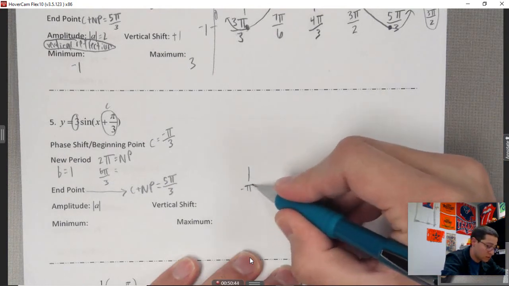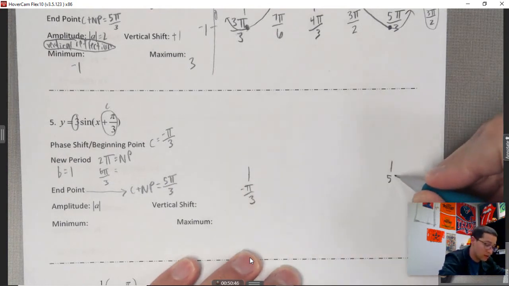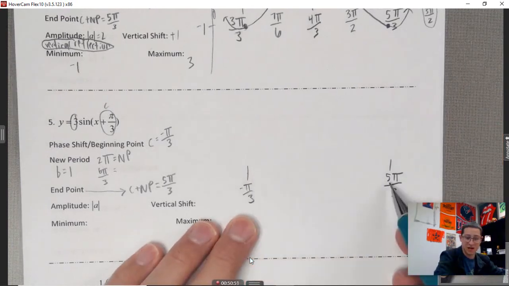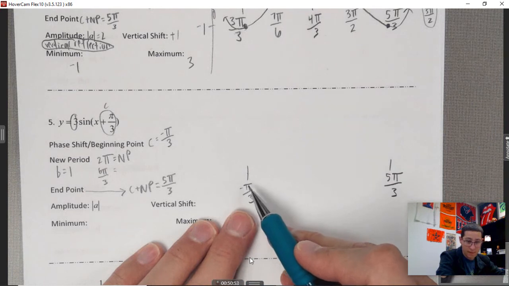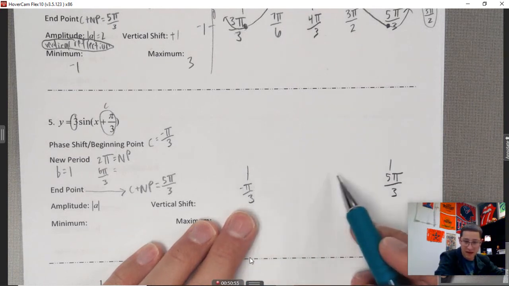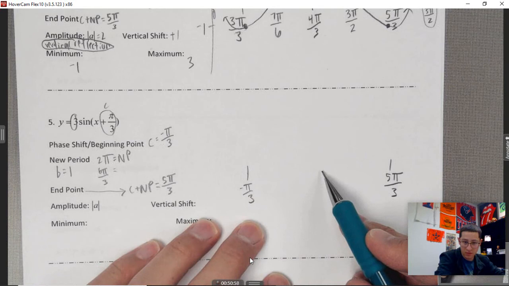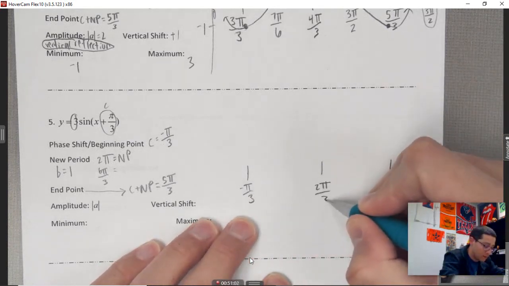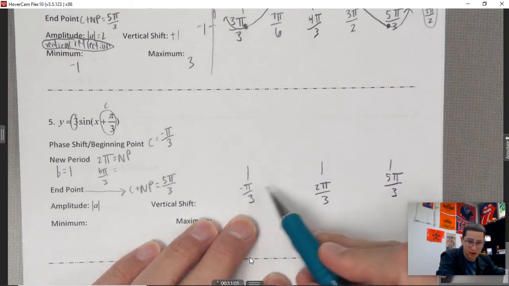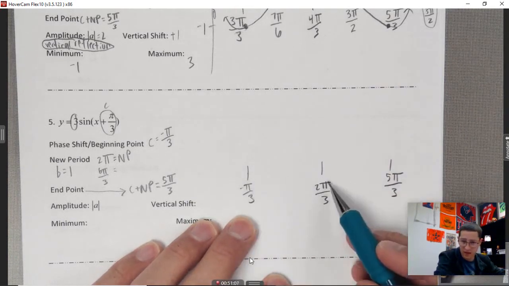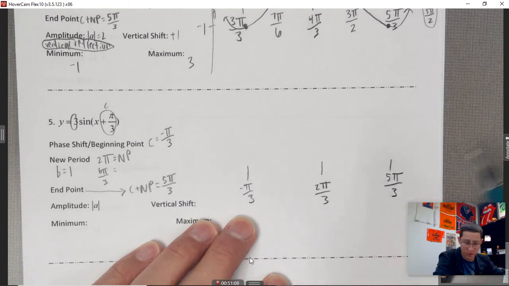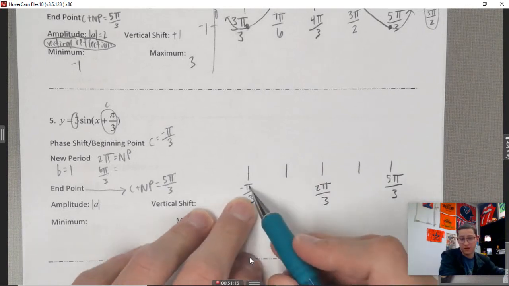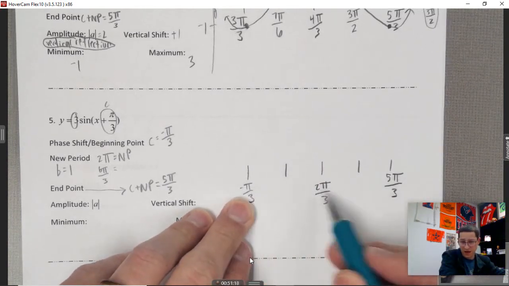Let's go ahead and do it. Start, end. Okay, these are 6 pi over 3 apart. So halfway, we're just going to be adding 3 pi over 3. So that is going to be 2 pi over 3 here. Pi over 3, right? Adding 3 pi over 3. Adding 3 pi over 3. Cool. Here.